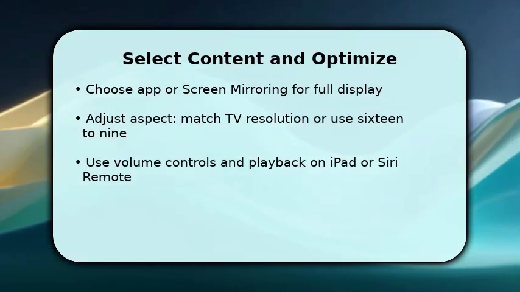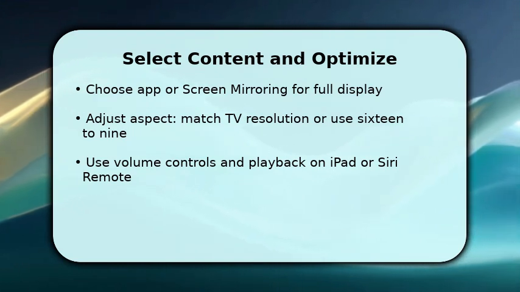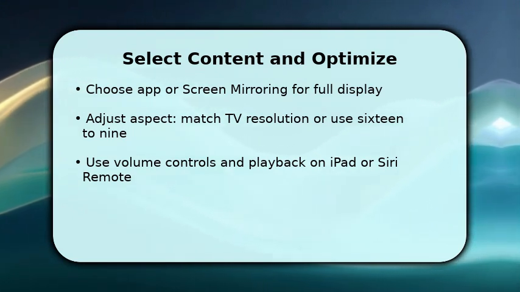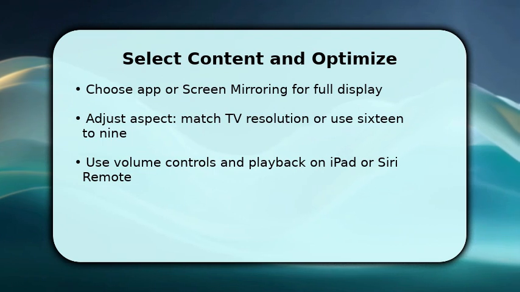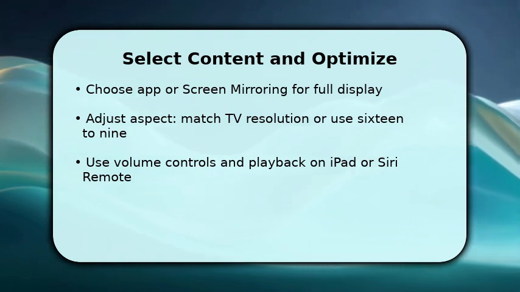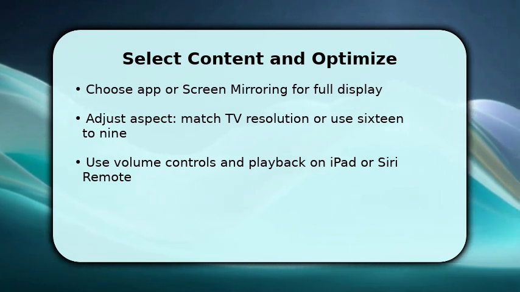Next, choose whether to mirror your entire iPad or cast from an app like Photos, Apple TV, or YouTube. Mirroring duplicates the whole screen, casting sends only the app. Once connected, make sure the aspect and orientation match the TV. Some apps auto-switch to 16:9 while others need rotation.